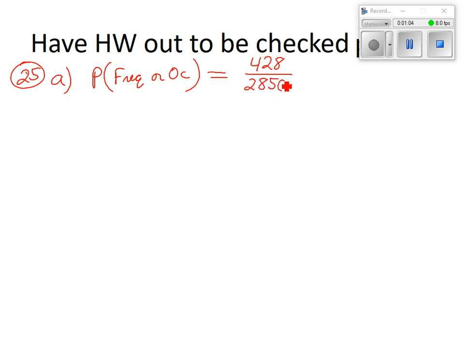What are we gonna do here? What operation? We're gonna add, right? For occasionally, how many people? 886. Out of the same 2850. Are these events mutually exclusive or not mutually exclusive? Can they both happen at the same time? So that means they're mutually exclusive, right? So do we have to subtract off anything? No, so all we gotta do is add those.